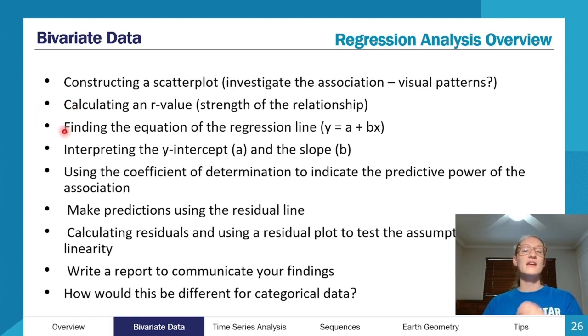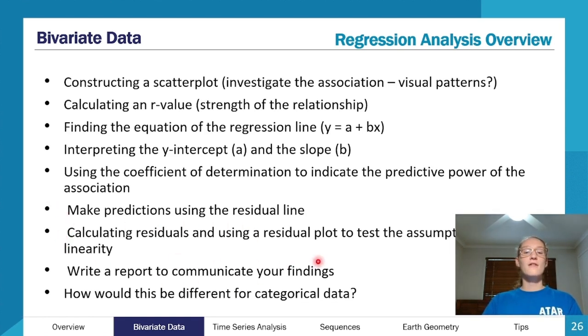From there, we can calculate a least squares regression line and plot that on our scatter plot. We can interpret the y-intercept and the slope to see what is actually going on here. We can learn more by calculating a coefficient of determination, which we talk about in terms of predictive power. Using the least squares regression line, we can make predictions.